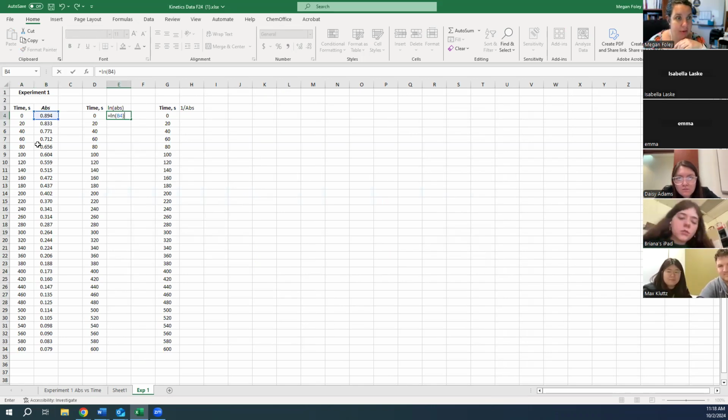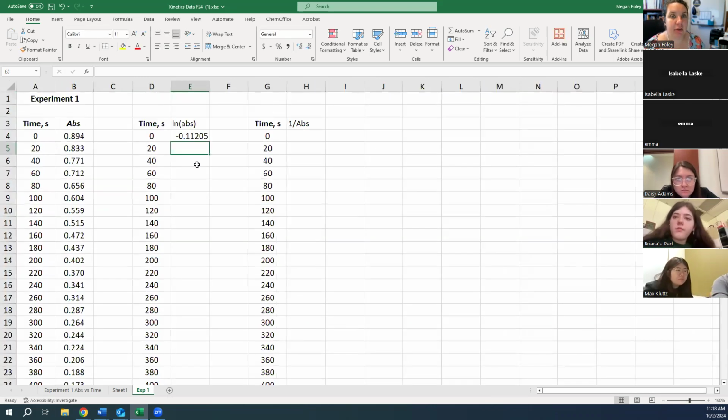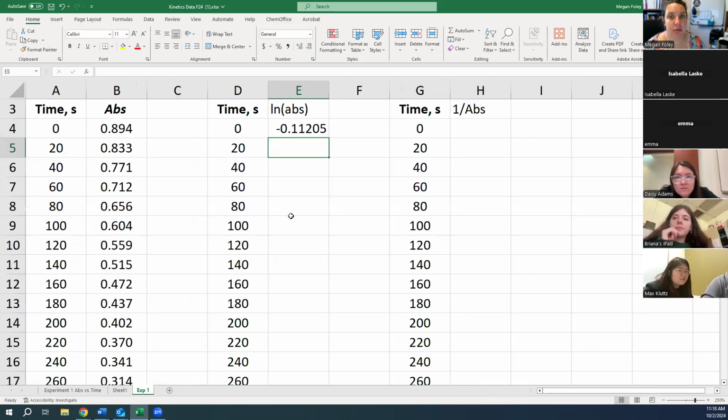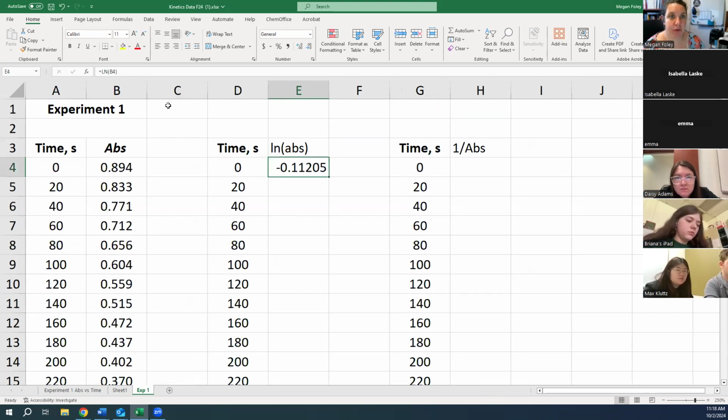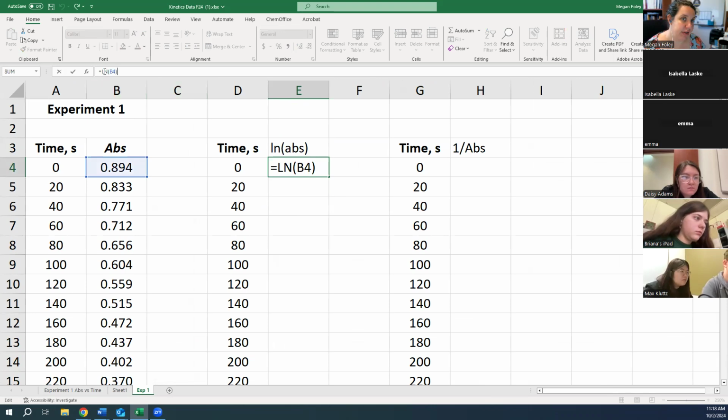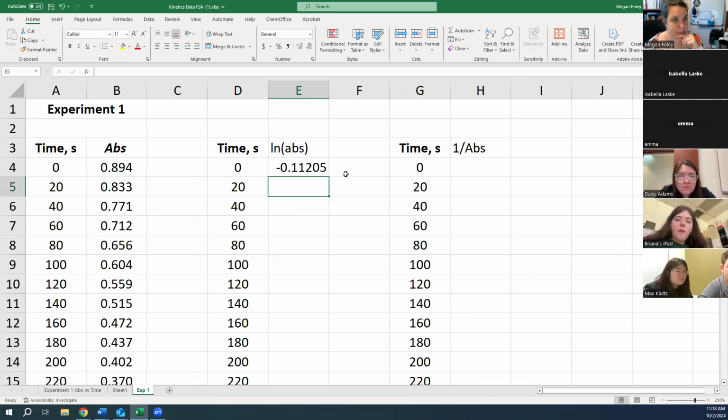Okay. Once I press enter, you get a number like that, and I'll zoom in a little bit so you guys can see a little better. That comes directly from the balance. So here, the equation I did is equals ln, open parentheses, and I clicked on the cell. You can also type the cell letter and number, and then close parentheses, and then you can press enter. So that has taken the natural log of that absorption value.